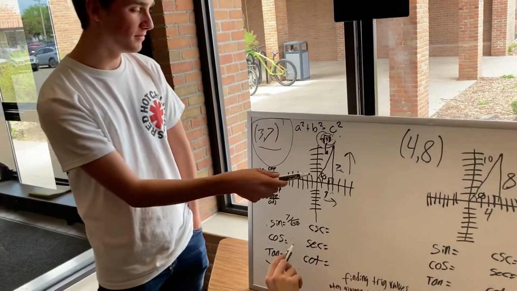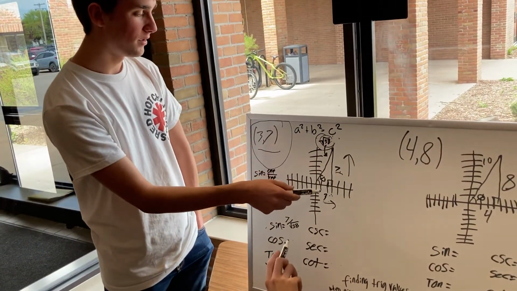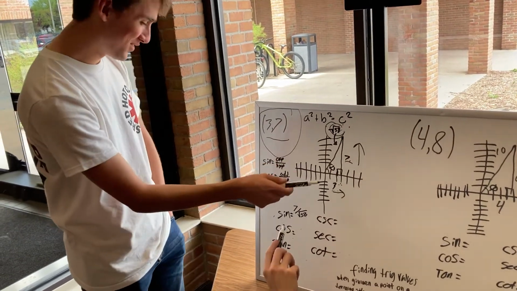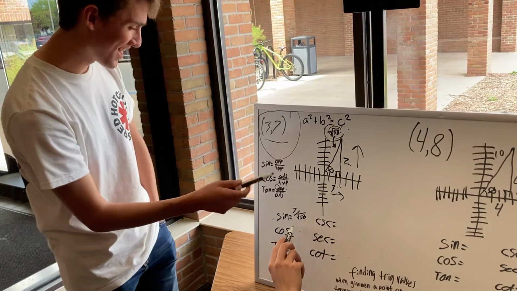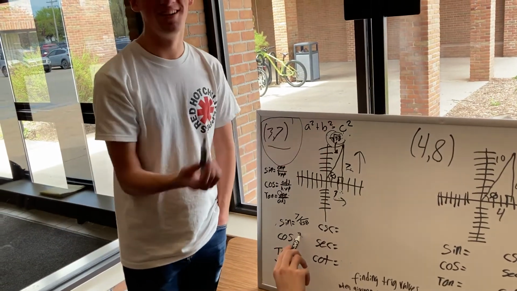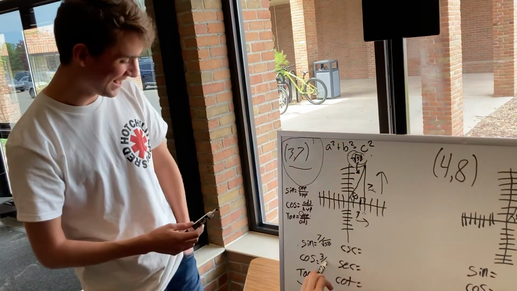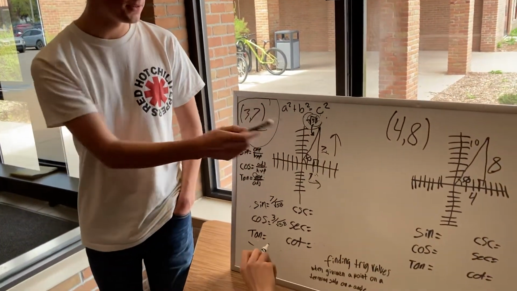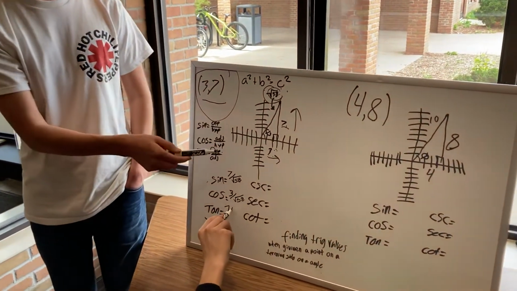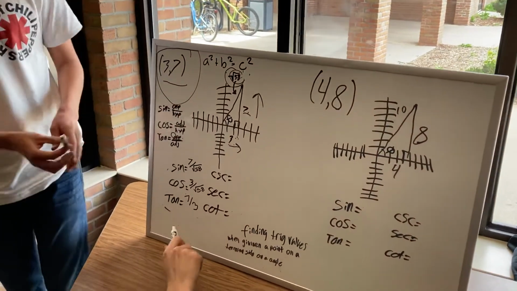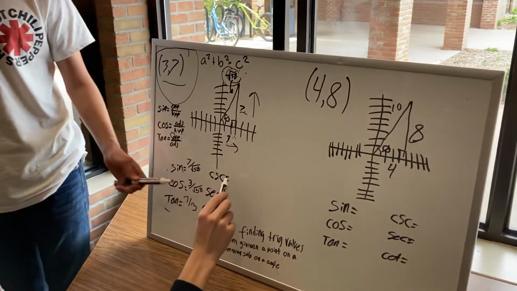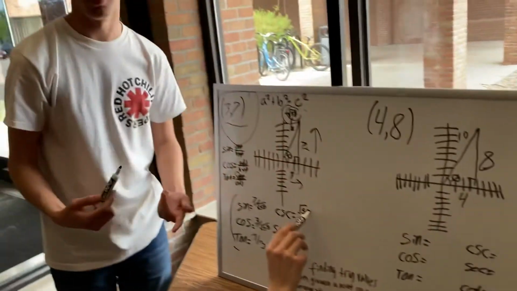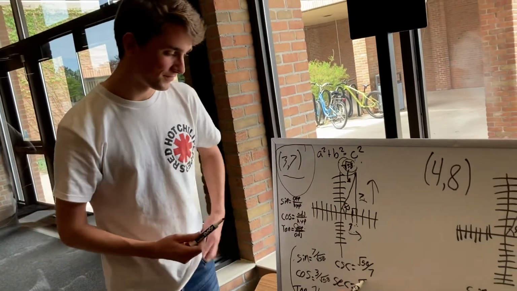Cosine, the adjacent point of theta, which would be 3, and 3 over the hypotenuse, which would be the square root of 58. All right. Tangent would be the opposite point, 7, over adjacent, 3. Cosecant, secant, and cotangent would just be these functions right here, just flipped over. Nice little trick.